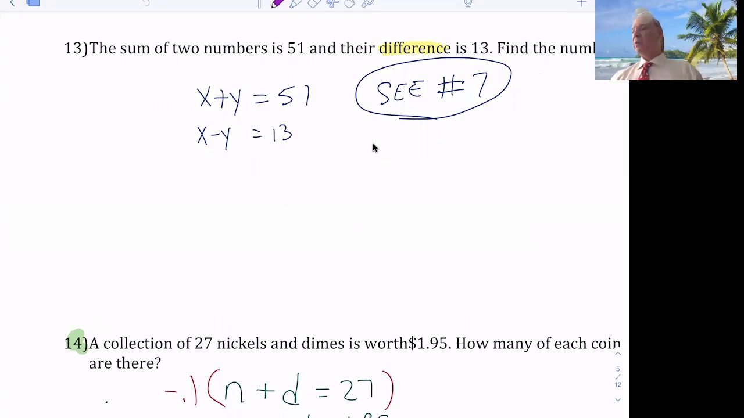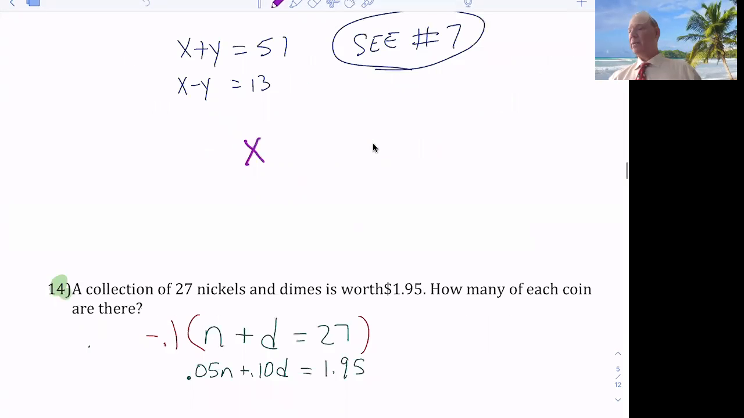So the two numbers here were what? X equals what? What is the answer again? X equals 32 and Y is equal to 19. Is everybody happy with that? Okay, come on. Hey, listen, I don't want to mess around. All right, here we go.